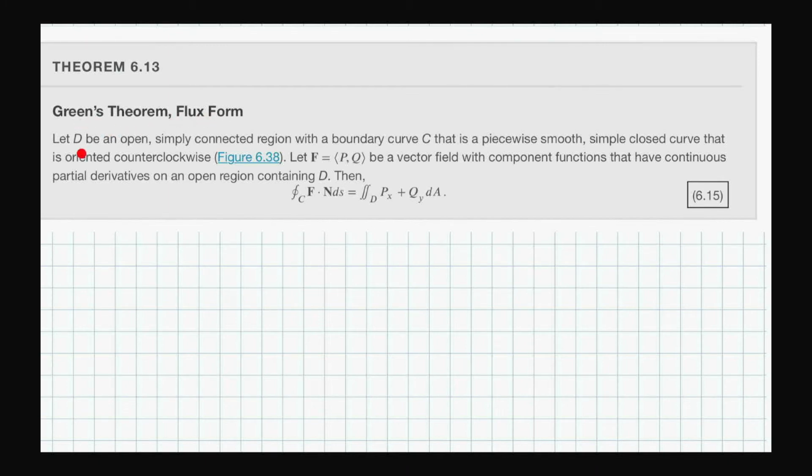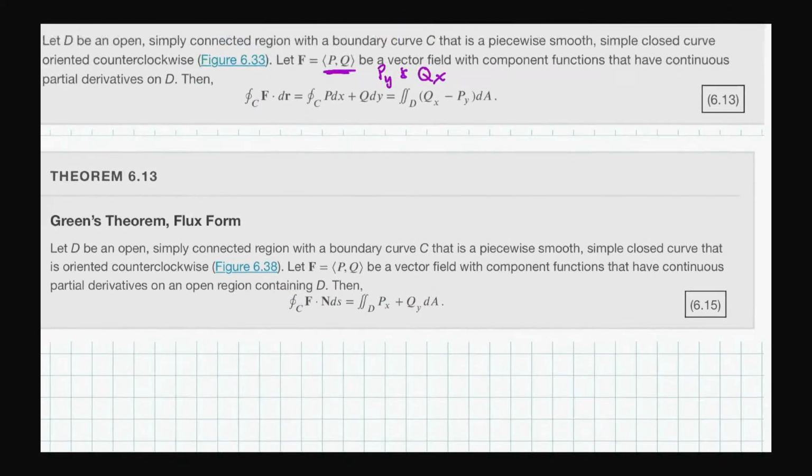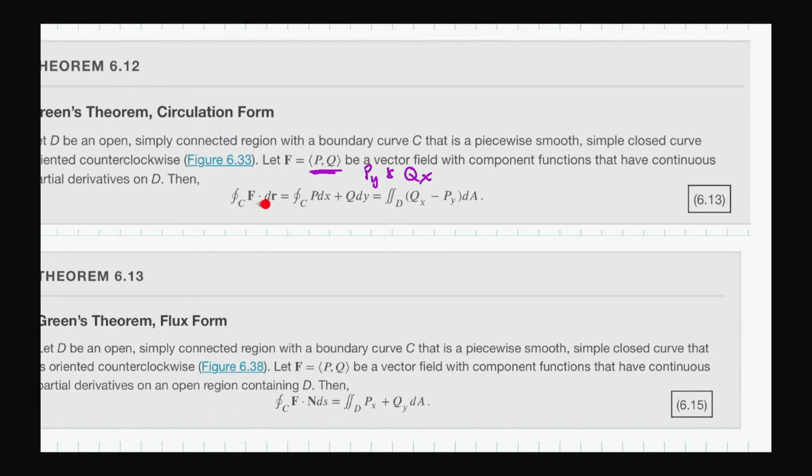So conditions should be similar. D is an open, simply connected region with boundary curve C that's a smooth, simple closed curve, oriented counterclockwise. Exactly the same. F is P, comma Q, a vector field with component functions that have continuous partial derivatives. And then here's the formula. And so it's different because this one's the F dot dr type integral. And if you look here, it's Q_x minus P_y.